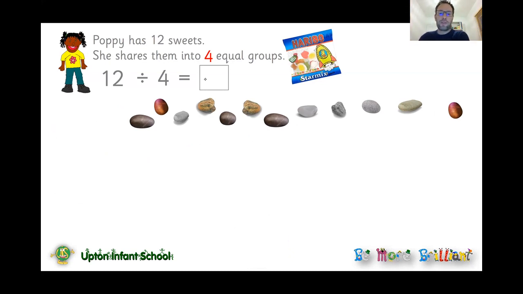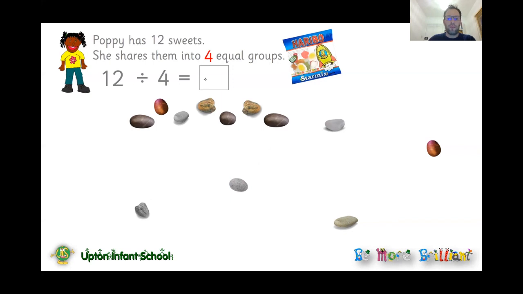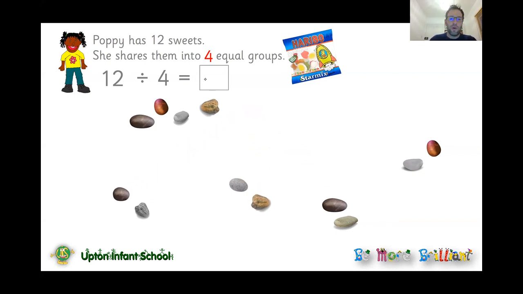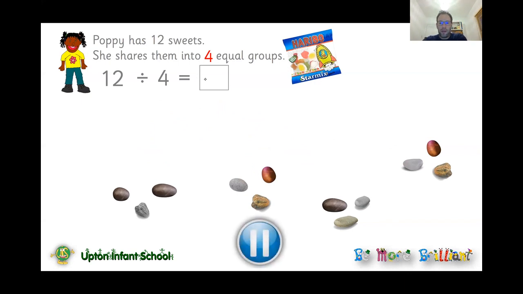Okay, this time we're going to share them into 4 equal groups. Okay, here we go. So that's my first group, group number 2, group number 3, group number 4. 1 for you, 1 for you, 1 for you, and 1 for you. Pause the video here to sort your 12 objects into the 4 equal groups.